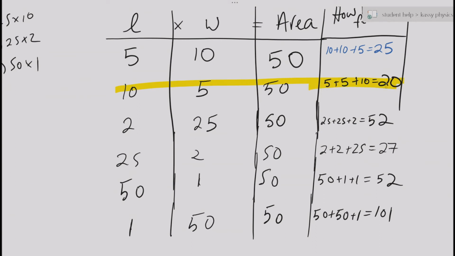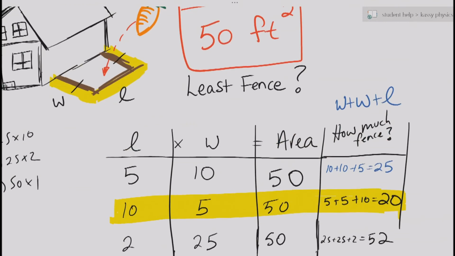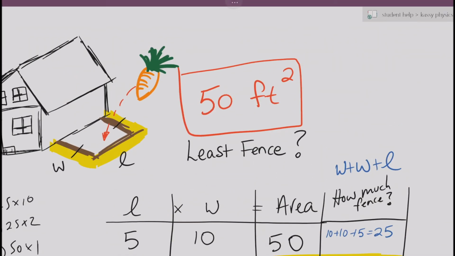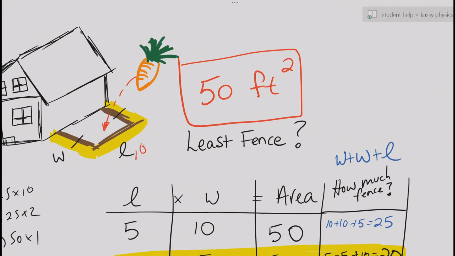What's the best one? Well, it's this one. 5 by 10. Width equals 5. So you can do that. And that is a completely reasonable way to get this answer.